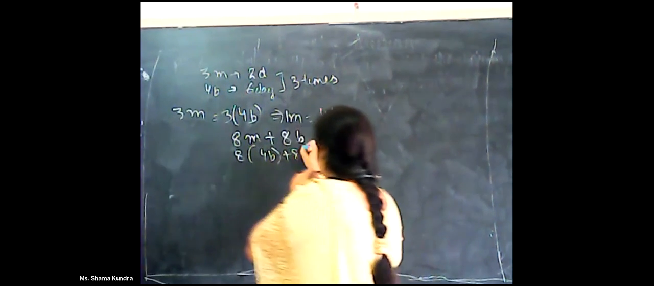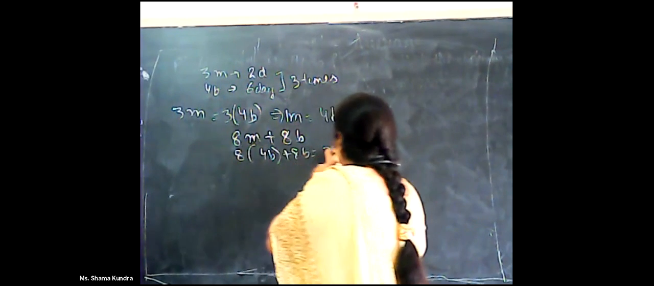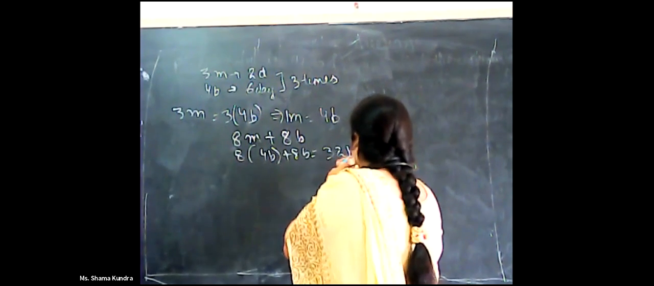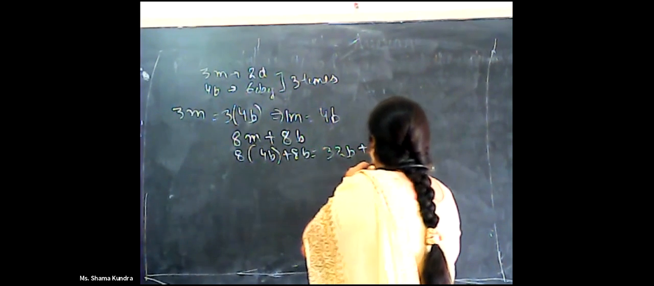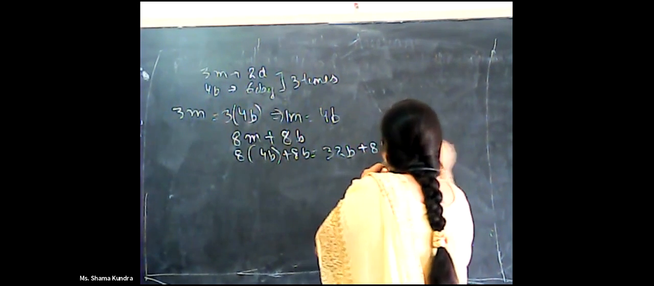So either convert everyone into man or everyone into boy. Let us say that everyone is converted into number of boys. One man is 4 times boys. Here it is 4 boys plus 8 boys. 8 into 4, 32 boys plus 8 boys. You will get 32 and 8, 40 boys.